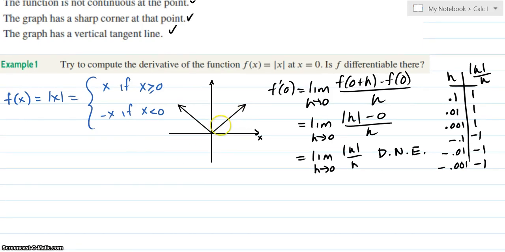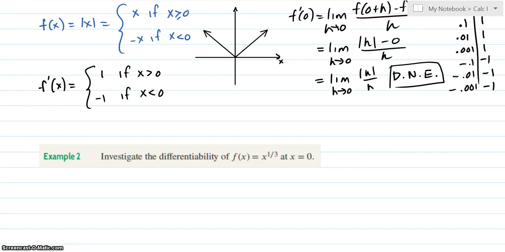You can also tell from the slope of the tangent line. Coming in this way, from the right, the slope is always 1. Coming in this way, the slope is always negative 1. So the slopes are totally different. It's like a teeter-totter at that point. What would be the slope? You can see that f prime of x is 1 if x is positive, negative 1 if x is negative, but right at 0, it does not exist. So that is the answer.